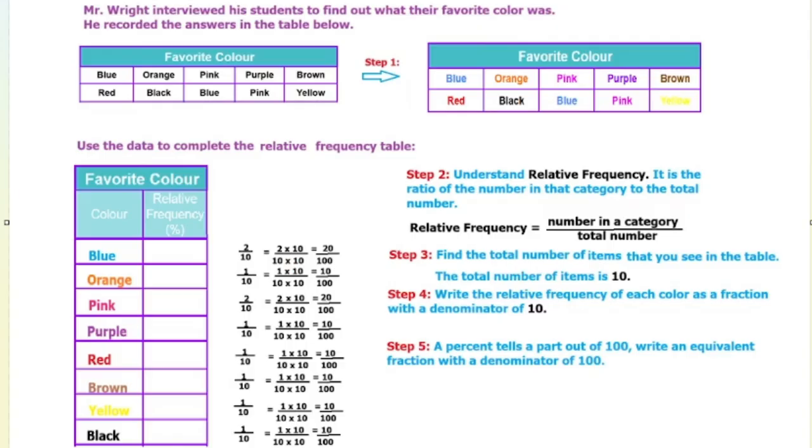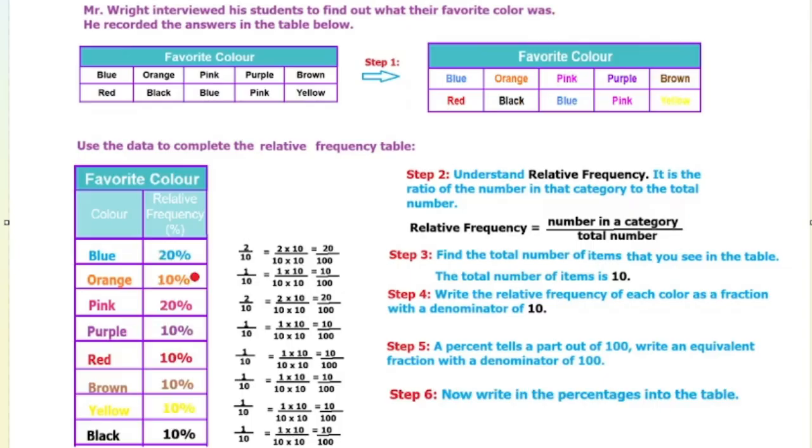So now we just write the percentages into the table. So there's 20% blue, right? There's 10% orange. There's 20% pink. There's 10% purple. There's 10% red. There's 10% brown. And there's 10% yellow. And of course 10% black. And that's the end of this lesson.